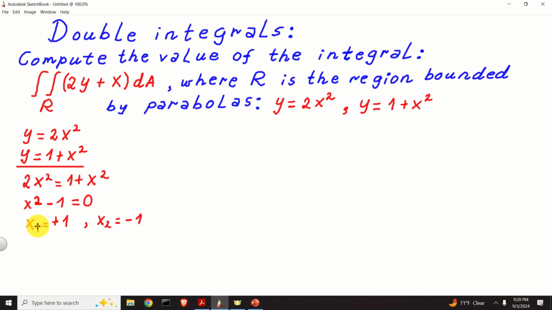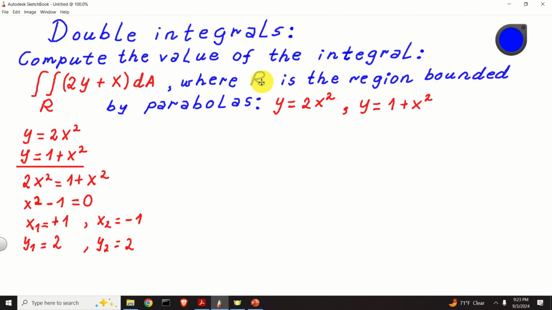If we now substitute x1 in any of these equations, we will obtain that y1 is equal to 2 multiplying x squared, that is 2 multiplying 1 squared is 2. Similarly, we can find y2. y2 is obtained by substituting x2 in any of these equations. That is, if we substitute x2 is equal to minus 1 in the first equation, we will obtain that y2 is equal to 2. Perfect.